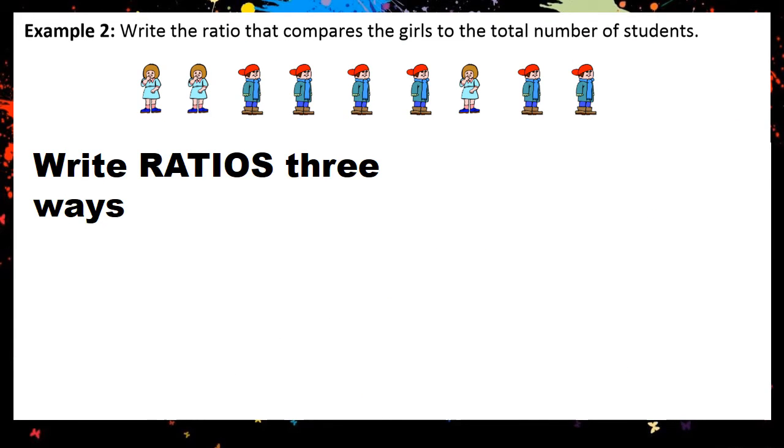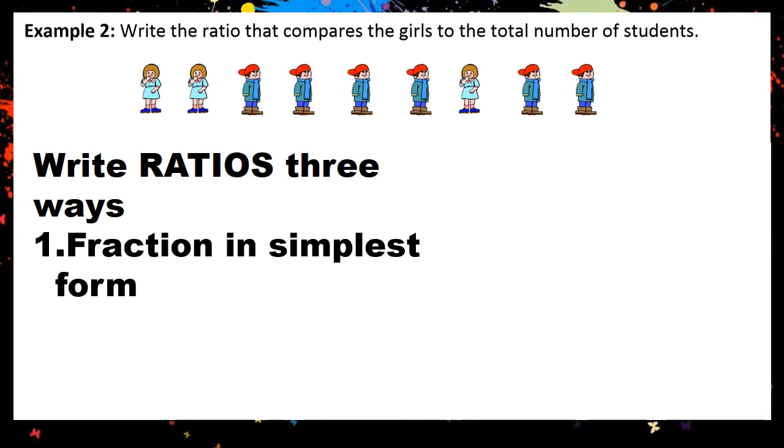Here's our second example. Go ahead and pause the video and give this a try, and then the video will start again. It's asking you this question: write the ratio that compares the girls to the total number of students, and we're going to write the ratio three ways. First of all, we need to figure out some useful information. It says write the ratio that compares the girls. We're going to circle the word "to," because that's going to tell us the colon, the fraction bar, the word "to." And then we're looking for the total number of students.